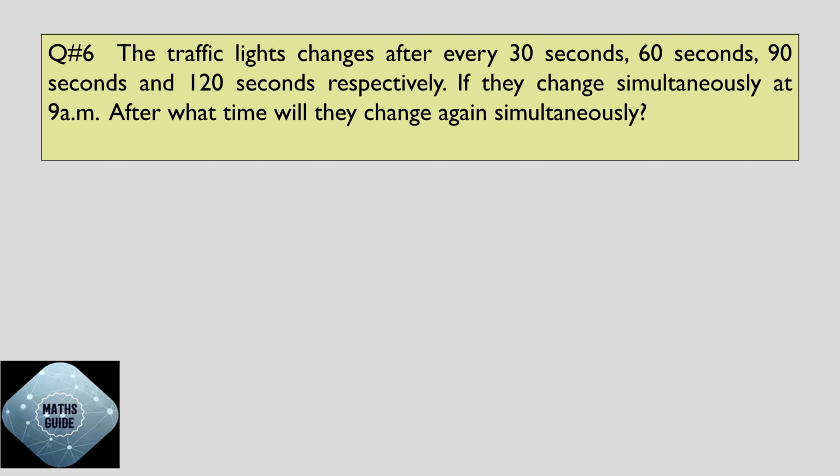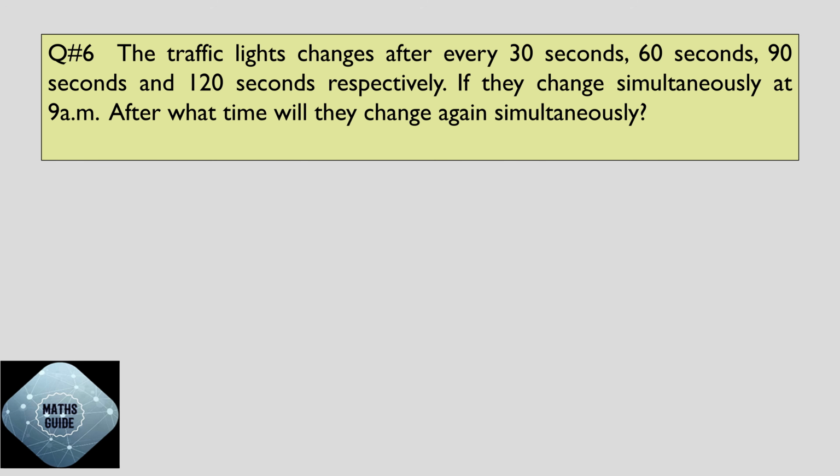The first light is blinking after every 30 seconds, the second light is blinking after every 60 seconds, the third light is blinking after every 90 seconds, and the fourth light is blinking after every 120 seconds. But a time comes when all these four lights blink at the same time. That means simultaneously, and that time is 9 a.m. We have to find out the next minimum time when all four lights will again blink simultaneously.